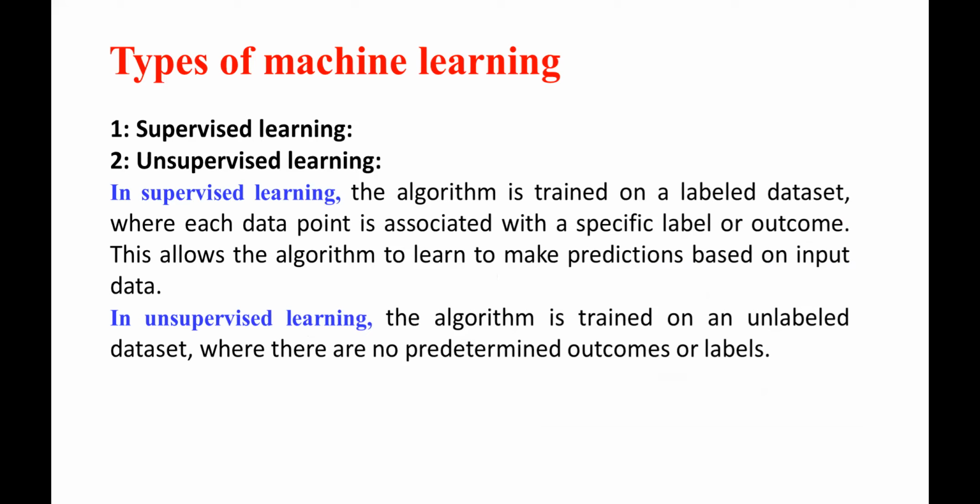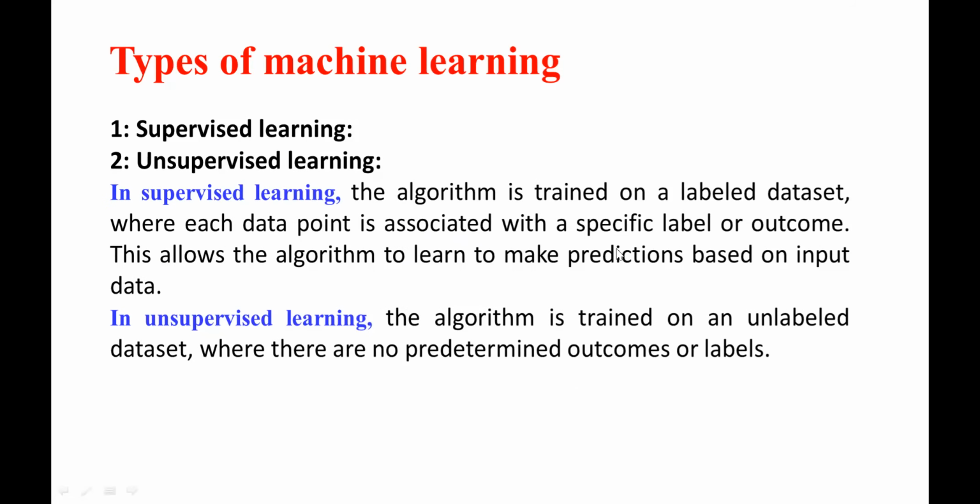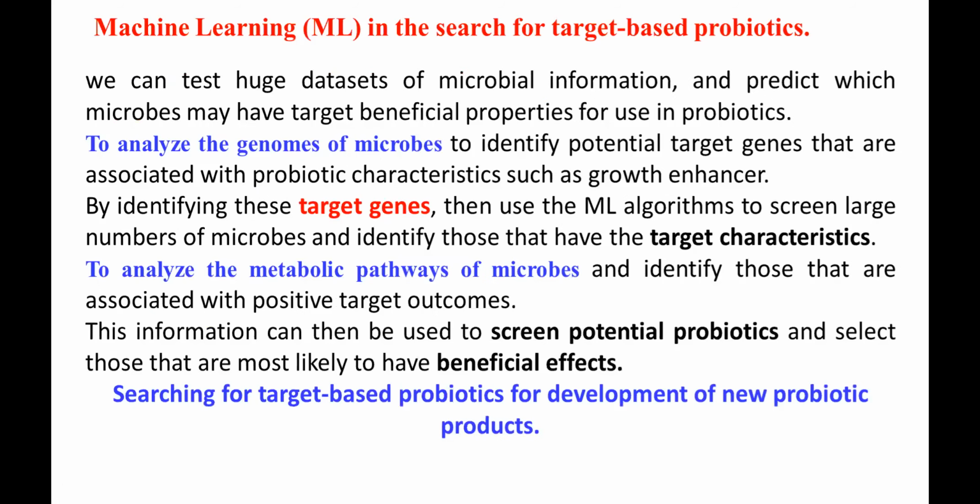In supervised learning, we use the algorithm to train on labeled data, and in unsupervised learning, the algorithm is trained on the basis of a data set with no predetermined outcome or label. I will explain in detail in the next presentation. You will be clear on that in those slides, on what supervised learning and unsupervised learning are.